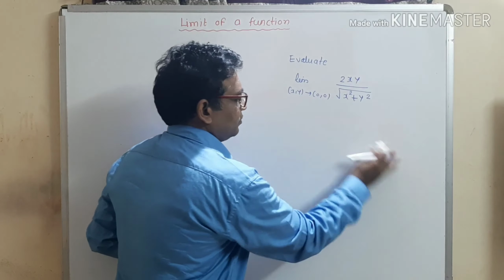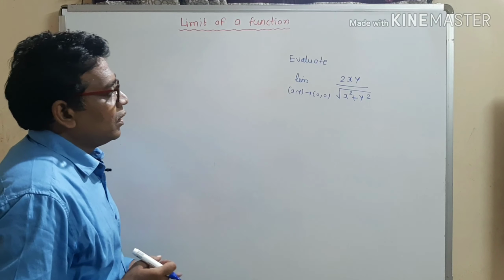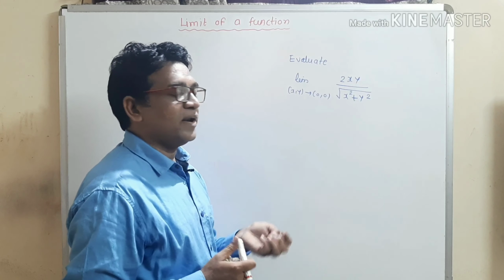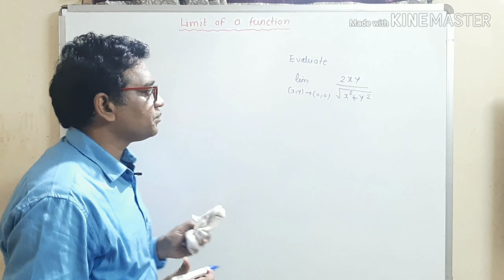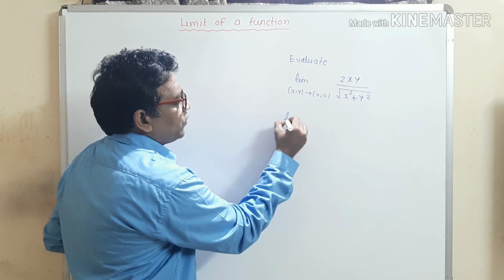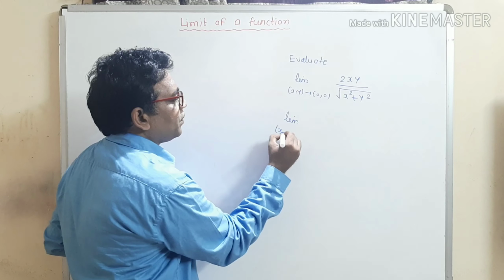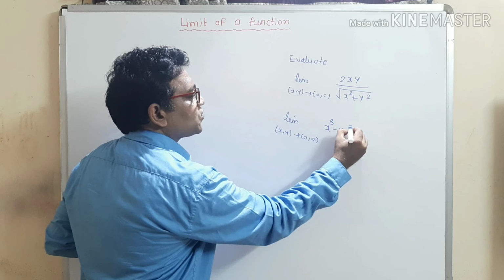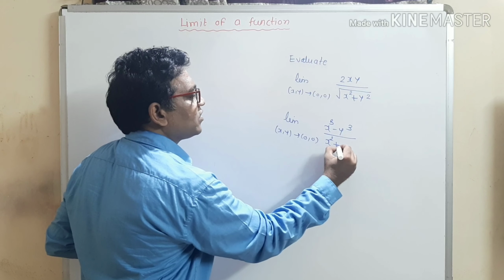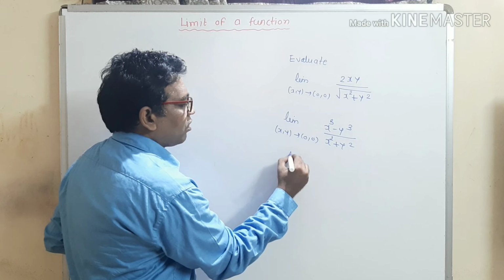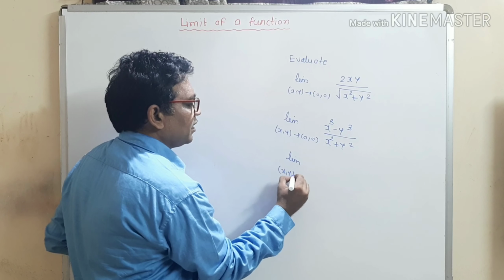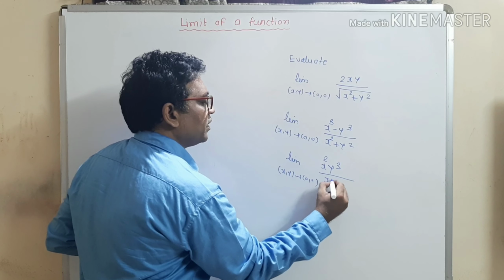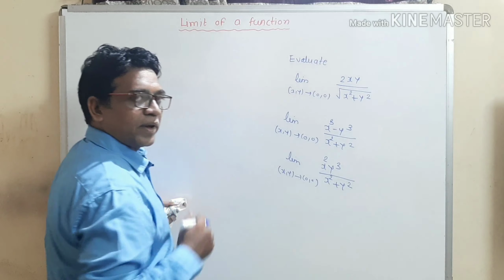Now what is the given function? The limit as (x,y) tends to (0,0) of the required function 2xy divided by x² + y². Now suppose we consider another example: evaluate the limit as (x,y) tends to (0,0) of (x³ − y³) divided by (x² + y²). Or consider a third function: evaluate the limit as (x,y) approaches (0,0) of x²y³ divided by (x² + y²).